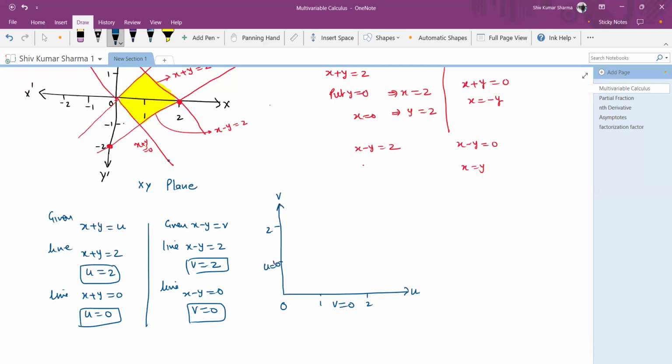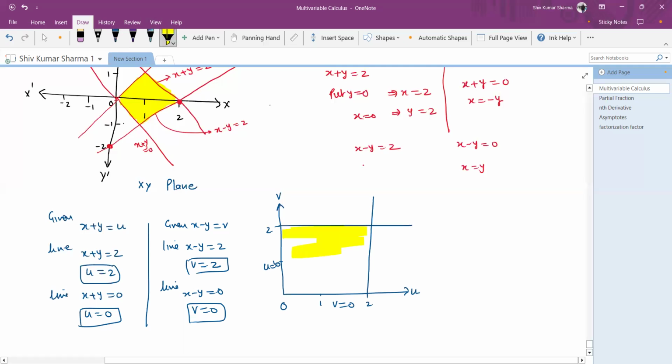So u equal to 2. When we draw u equal to 2, it is parallel to v, and v equal to 2 is parallel to u. So this is our bounded region. That means we are solving for this one. It makes a square. So we are going to evaluate the integral over this region.